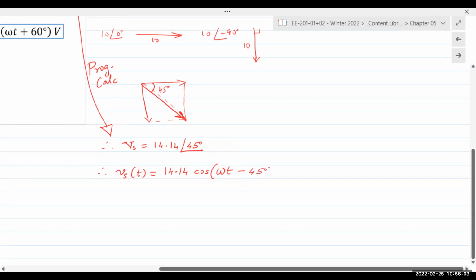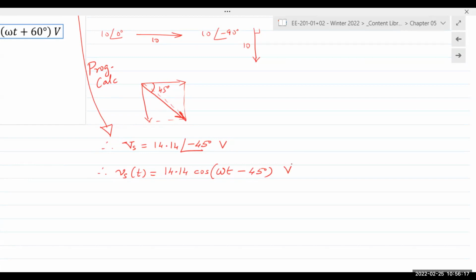It seems like nobody has solved this equation because nobody brought this up. The phase angle would be minus 45. So 14.14 cos of omega t minus 45 degrees volts. That would be your absolute final answer. Questions? Any questions at all?